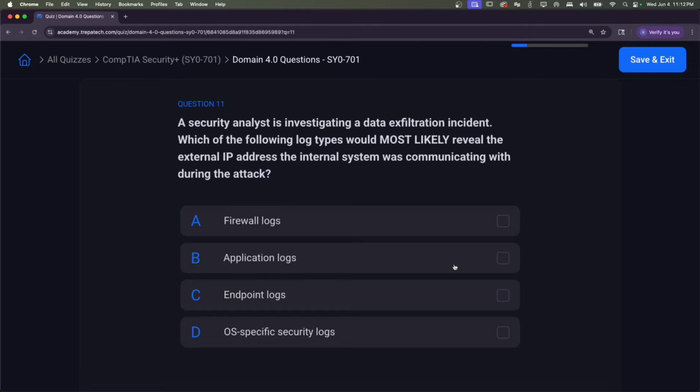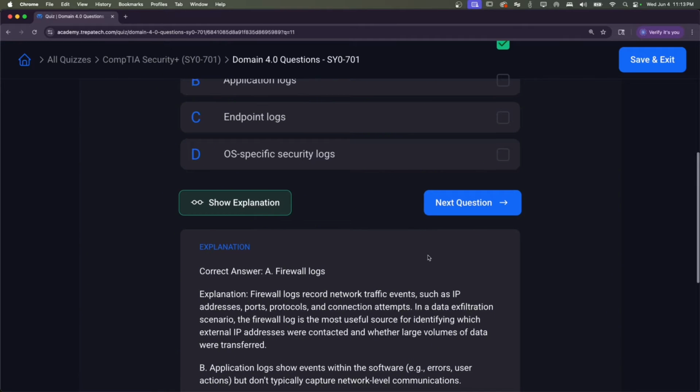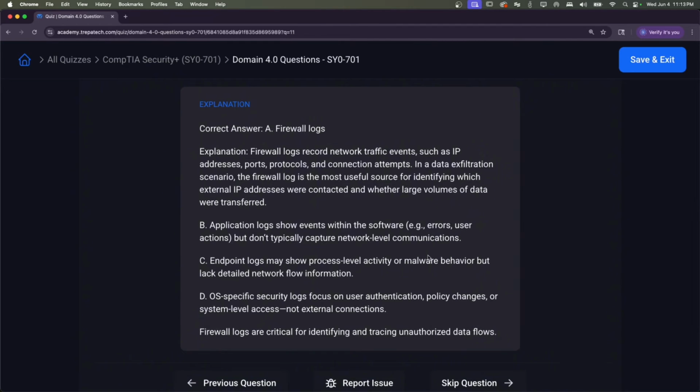Question 11. A security analyst is investigating a data exfiltration incident. Which of the following log types would most likely reveal the external IP address the internal system was communicating with during the attack? So we're looking for pretty much a network flow here. What device would be logging our network flows? C could, but I think more accurately a firewall, right? Because a firewall is permitting inbound and outbound traffic. So if anything's keeping a history of that, it's going to be a firewall in these options.